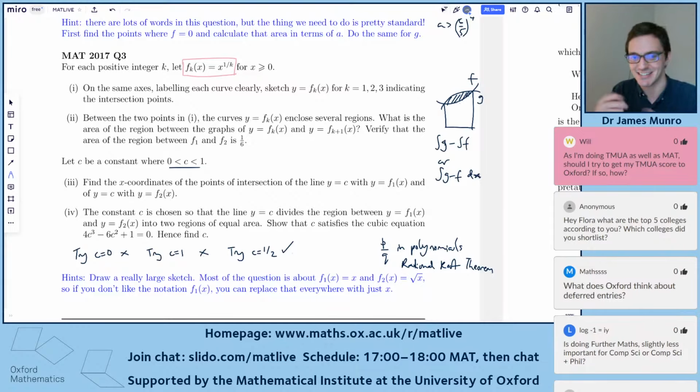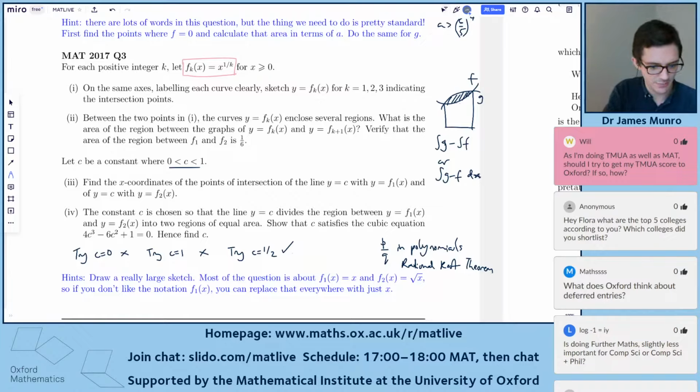Let's be serious though. TMUA is another maths test. It's got multiple choice questions on it. If you want to try some other maths questions, then TMUA is there as a source of more tricky maths questions. But no, Oxford, we don't use TMUA. We also don't use STEP, before anybody asks that one as well.